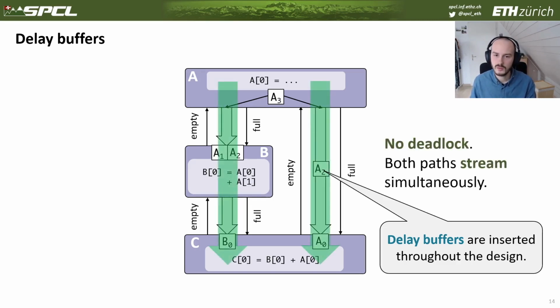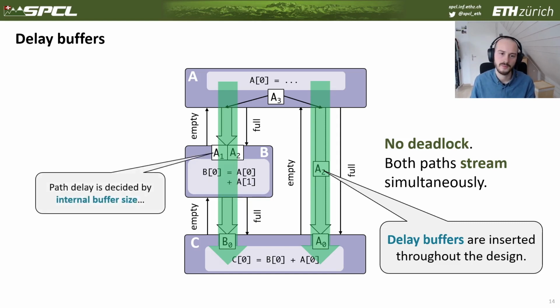So if we do this, we can reach a state where we avoid these deadlocks and where all of the paths can stream simultaneously. So we gain all the parallelism in the system once the initial ramp-up phase has been completed. So all these buffers have been saturated. Then we can continue to stream for the rest of the program.